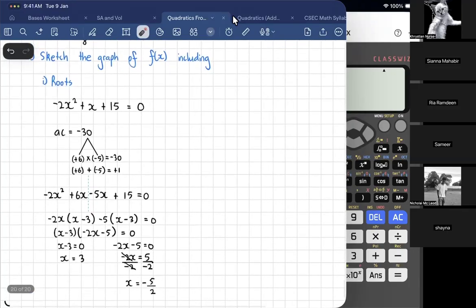So I hope we understand that. If they ask you for roots, you put it equal to 0, you factorize, you put the linear factors equal to 0, and you solve.